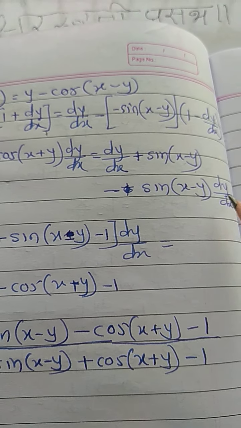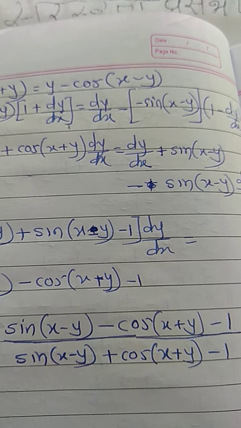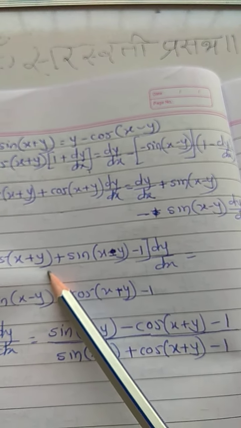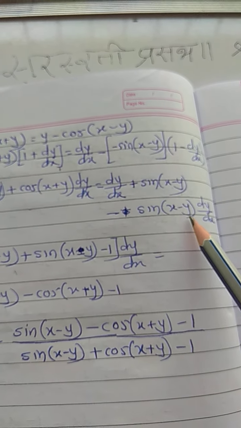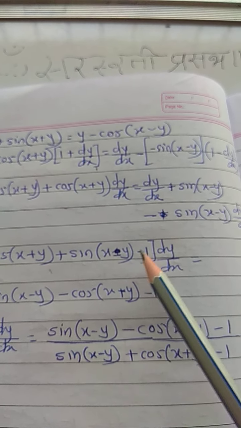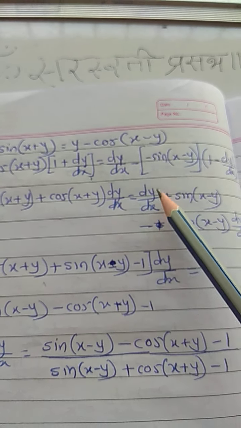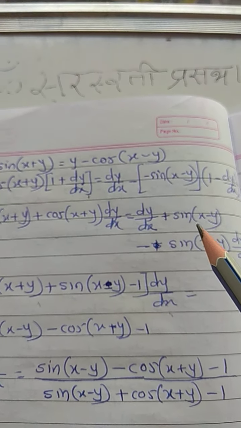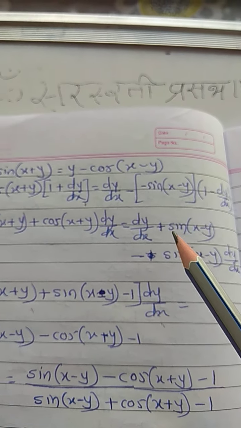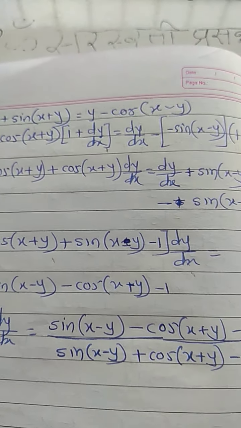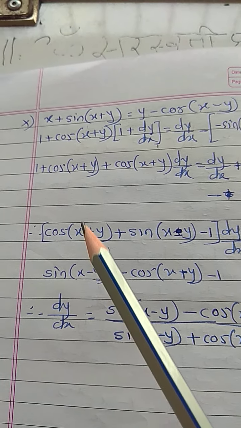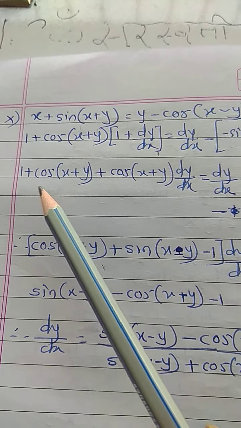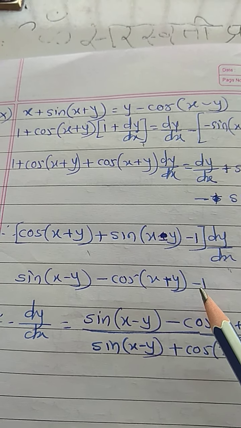So we can have the terms in dy by dx towards the left hand side. It will be cos of x plus y. This minus sine of x minus y will come to this side and will become plus sine of x minus y dy by dx. This 1 dy by dx will come to this side and become minus 1 dy by dx. Terms without dy by dx are on the right hand side here. It is sine of x minus y. This cos of x plus y will go to that side and become minus cos of x plus y. This plus 1 will go to that side and will become minus 1.